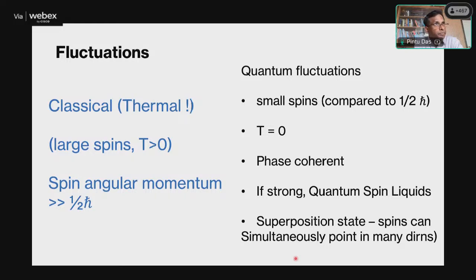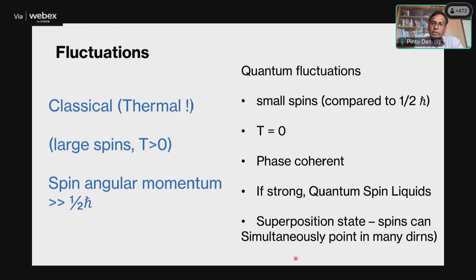But as the system is cooled down, at very low temperature, you see that those spins ultimately get frozen, and you have some kind of frozen spins at low temperature. So systems like this can be classified as classical spin liquid. The system behaves as a liquid at higher temperature because of the thermal fluctuations, and typically for large spins.